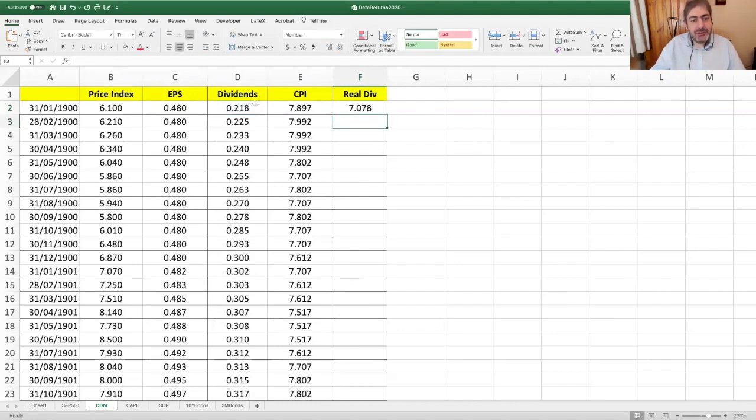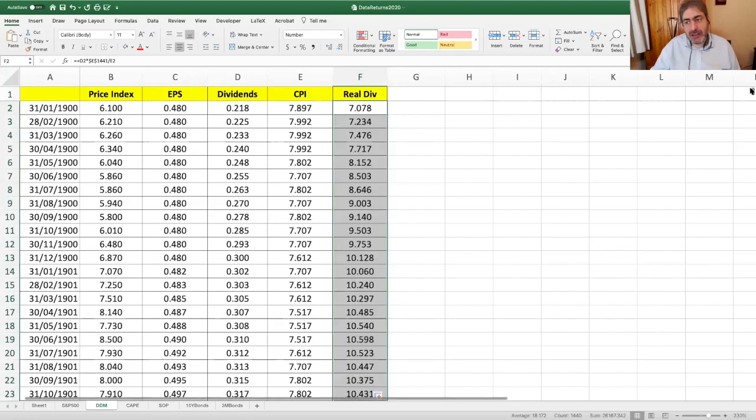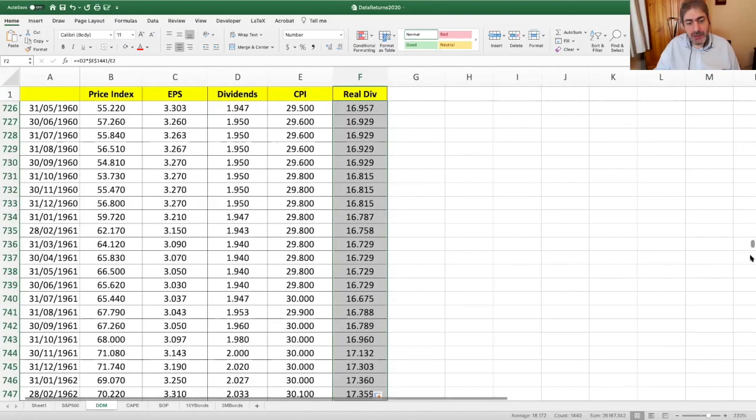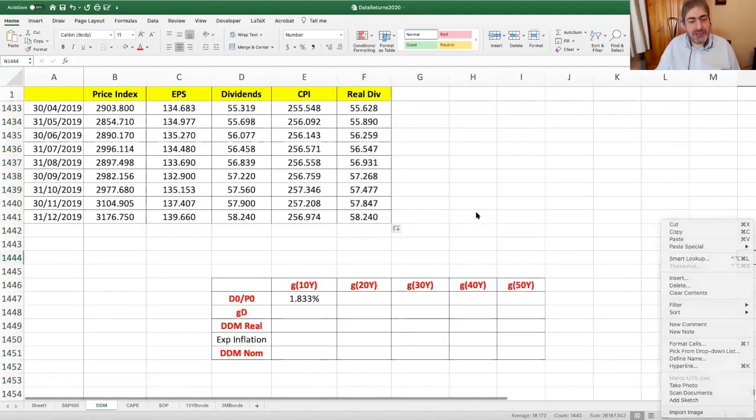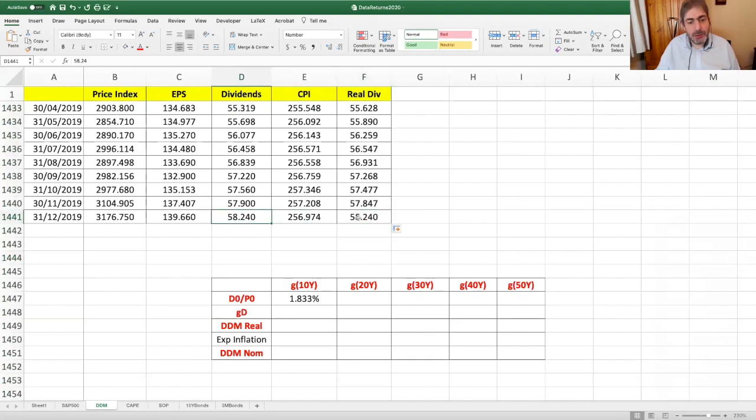Now, as you can see, dividends that were $0.2 in 1900 are worth $7 in today's currency. So basically now we have expressed the dividend of 1900 in today's dollars. And then we can simply double click to drag the formula down. So now all the dividends are expressed in today's dollars. Of course, the last number will never change because that's the dividend of today expressed in today's dollar.